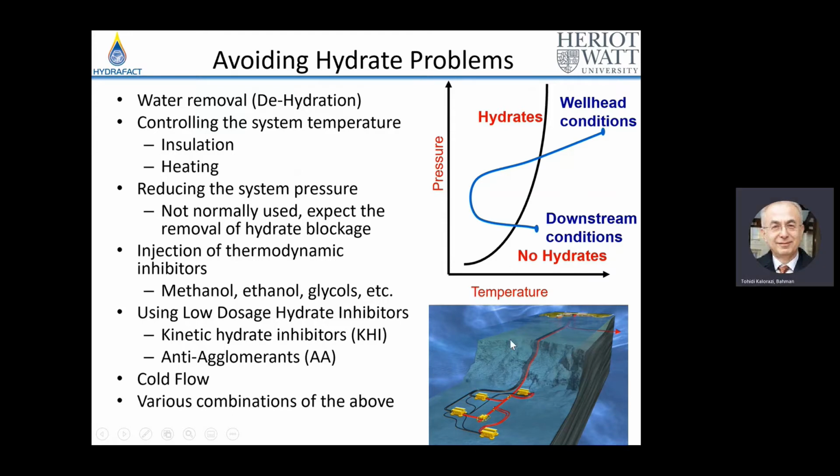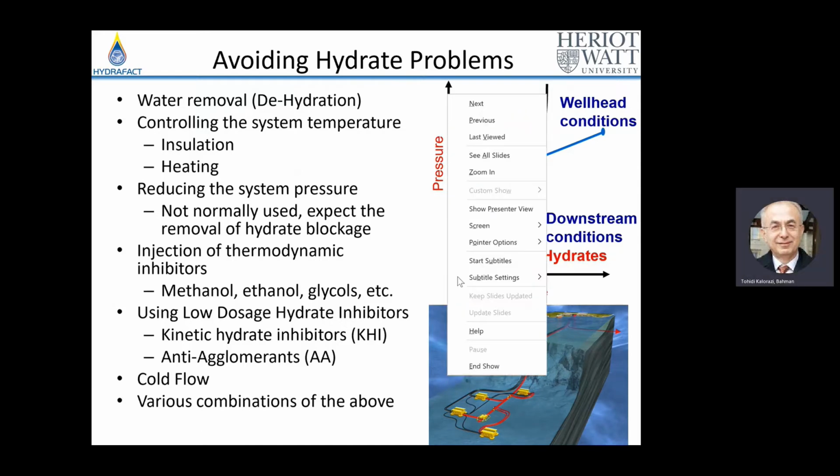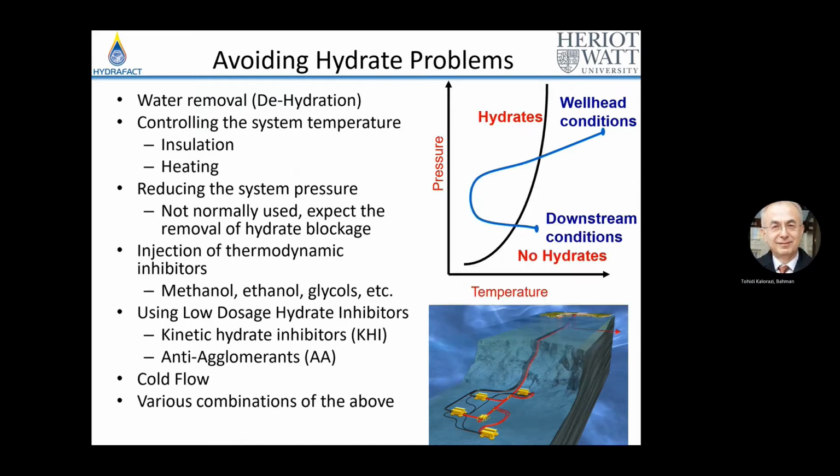This is a sort of simulation of Ormen Lange in Norway, when the water depth is around 950 or 1,000 meters, and the fluid comes to the manifold, and then climbs the continental shelf, shallow water, and then warms up. And this is the downstream condition.